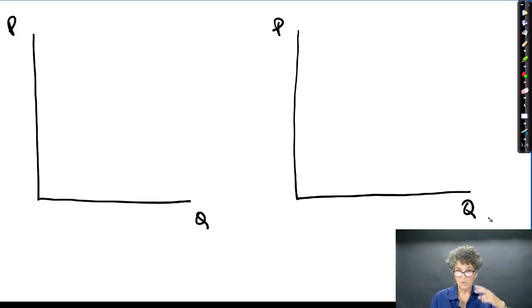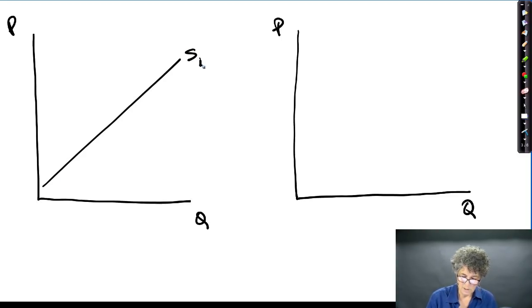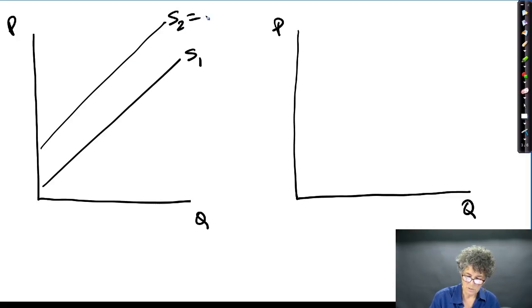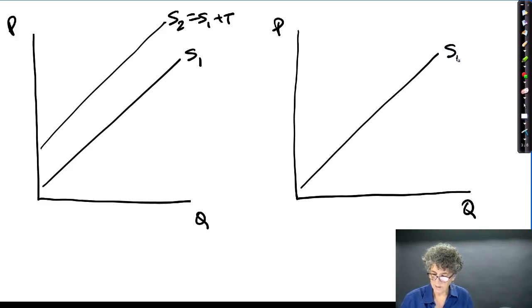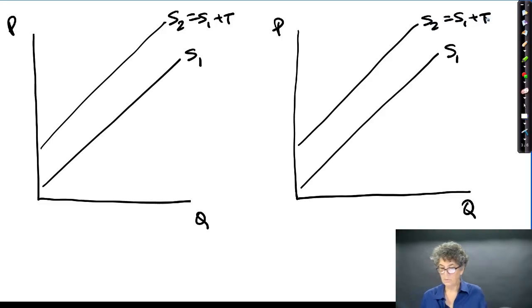And on both I want to draw the same two supply curves. So I'm going to draw supply 1 on the first and then supply 2, which is equal to supply 1 plus the tax. And then I want to try to draw exactly the same supply 1 on the right and supply 2, which is supply 1 plus the tax there on the right.